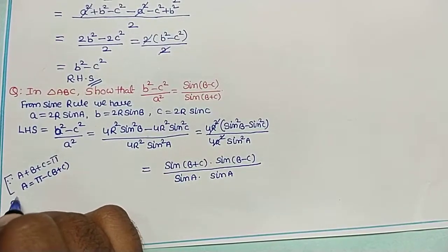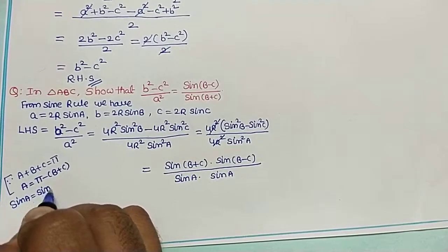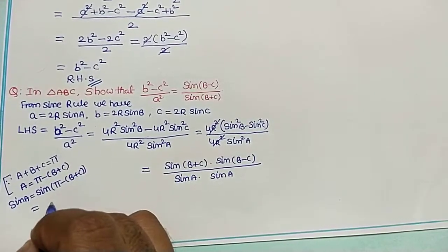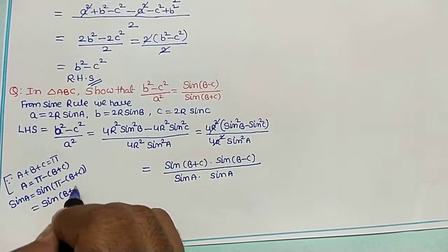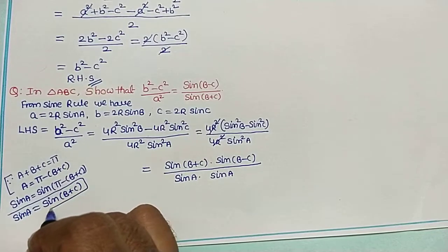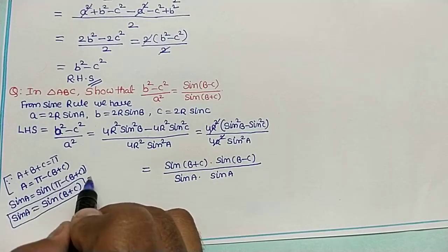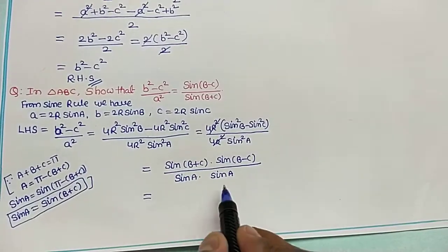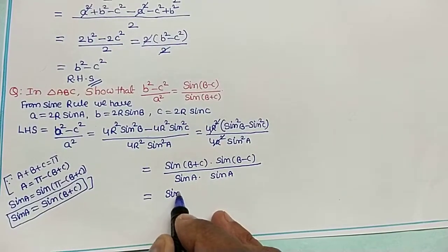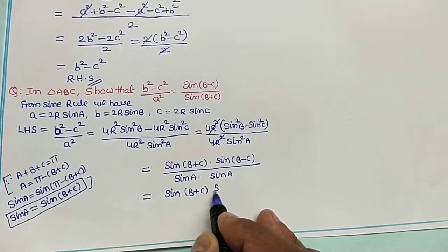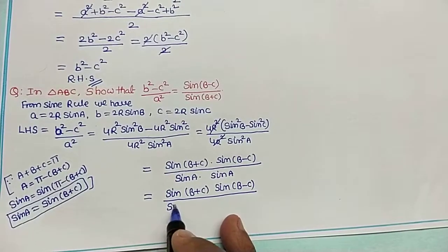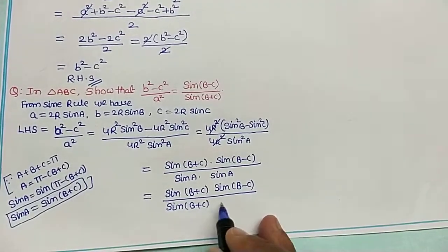So taking sine on both sides, sine A equal to sine of pi minus B plus C. Sine of pi minus theta is sine theta. Therefore, sine of B plus C. Now onwards you remember that in triangle ABC, always sin A is equal to sin of B plus C. So by using this value, sin A you can write sin of B plus C. Sin of B plus C into sin of B minus C divided by sin of B plus C into sin of B plus C.